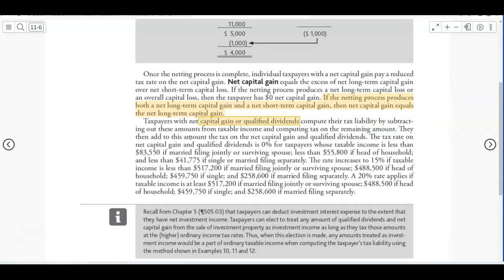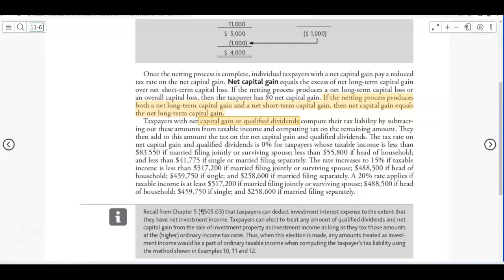They then add to this amount the tax on the net capital gain and qualified dividend. So you calculate two types of taxes. One tax is tax from your ordinary income, whatever it might be. Then you add to that tax the tax from your capital gain, which is much more favorable. And then add them up. That will be your total tax due.